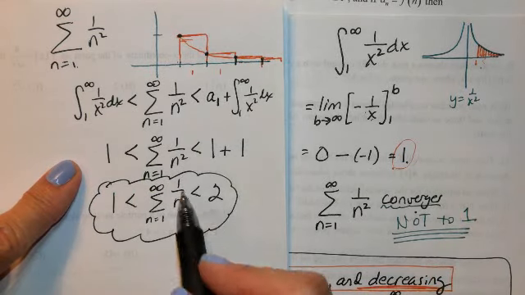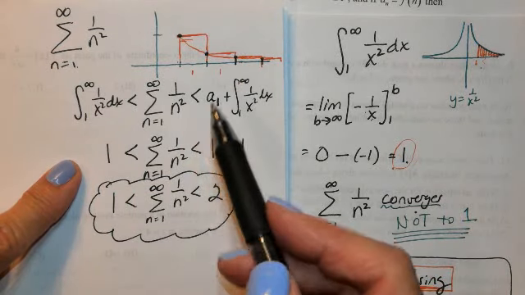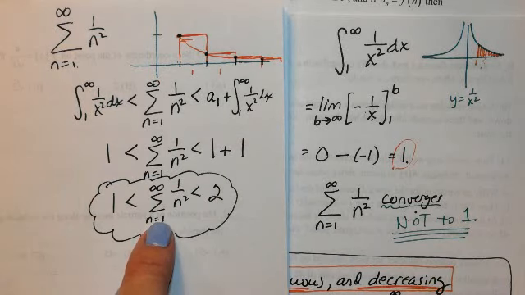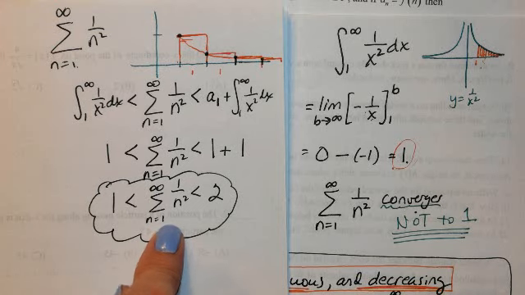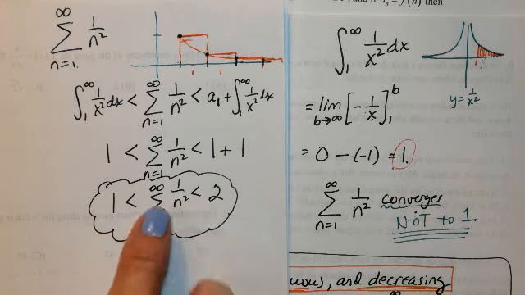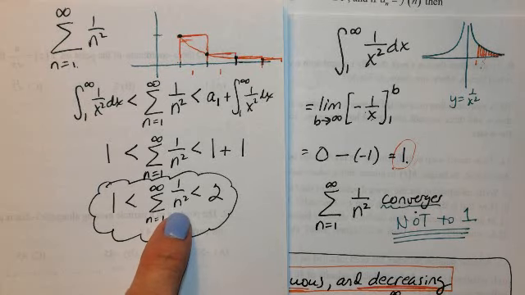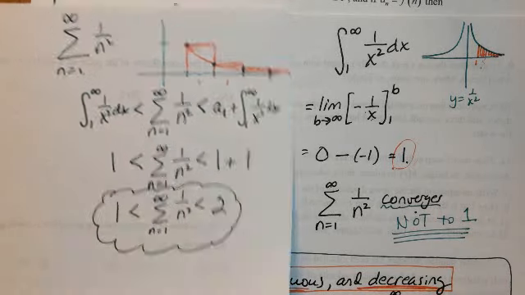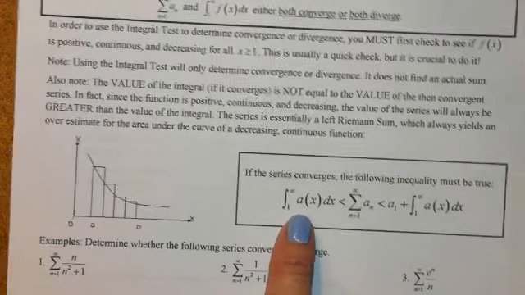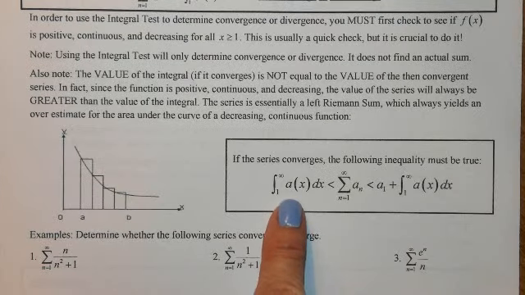So there's no way, using the integral test, for us to find the exact value of that sum like we can with a geometric series test or a telescoping series test. We cannot find the exact value, but we can find a range that value must lie in. Okay? And that's what this says here in this box.